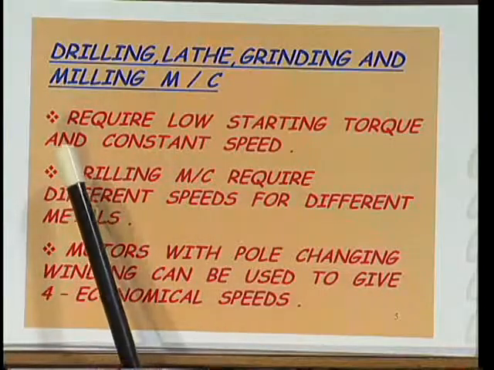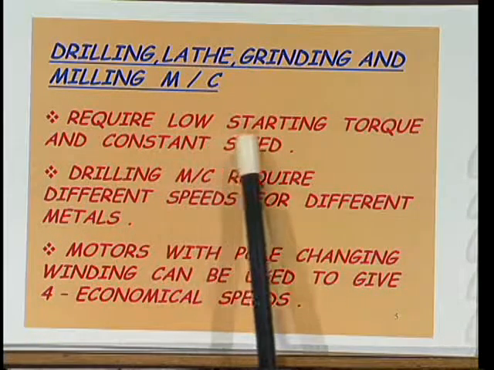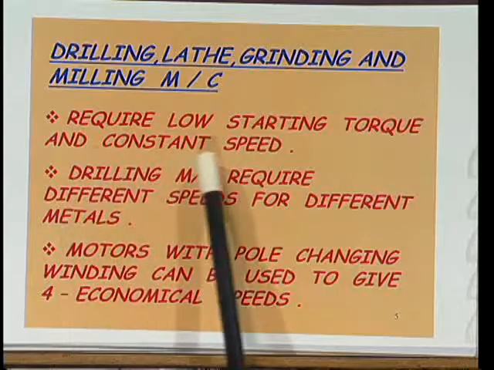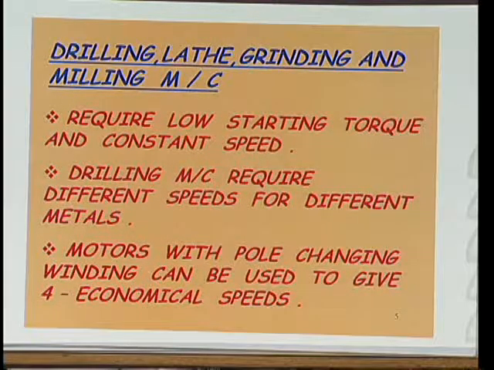The drive requires low starting torque and constant speed. So for drilling and lathe machine, the starting torque will be almost less, and we have to maintain the motor speed constant. For that purpose, the DC shunt motor is most widely used for the lathe machine. We can maintain the constant speed in the case of a shunt motor.